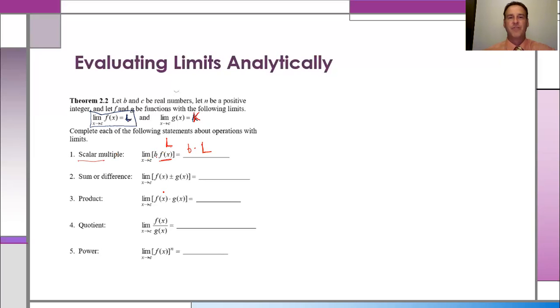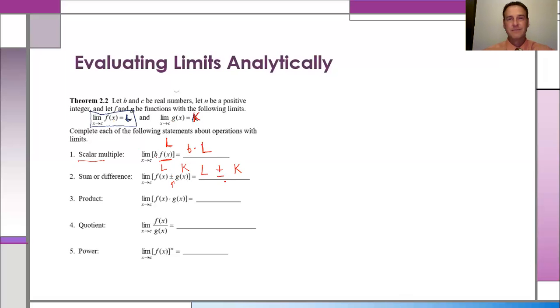Done. We know what the limit as x approaches c is for both f of x and g of x. This is L, and for g of x, it is k. And all you're going to do is write those answers just like you had before and put the operation that you see in between them, so plus or minus.